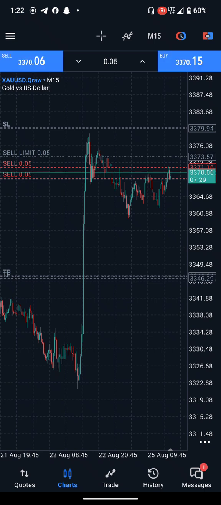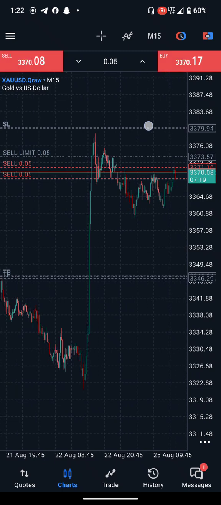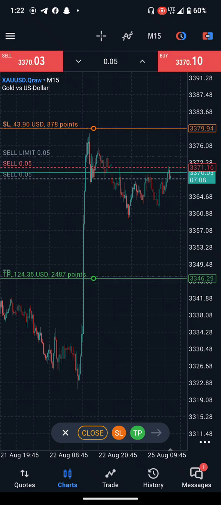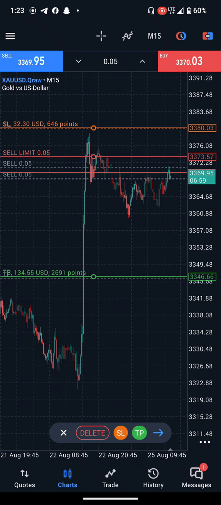Now let me show you each of these layers, how much I am going to lose if the market goes against me and hits this stop loss. This first one, I'm going to lose 56.75 US dollars, about $56. This second one, I'm going to lose $43.9. Look at it, $43.9. Now this third one, I'm going to lose $32.